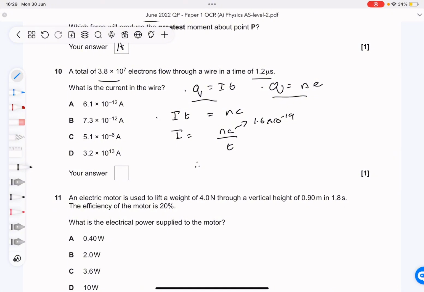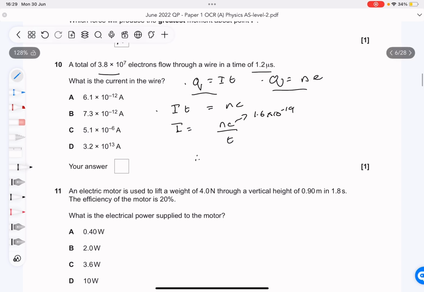We should get an answer of 5.1 times 10 to the minus 6, right? I got 5.066 times 10 to the minus 6 in my calculator, and that is approximately 5.1 times 10 to the minus 6. So that's our answer there, which is C.